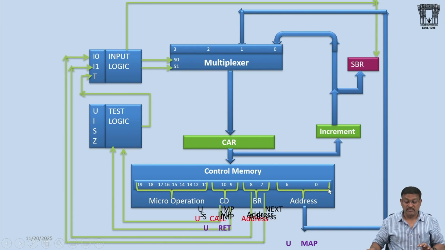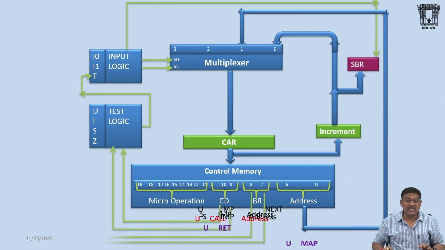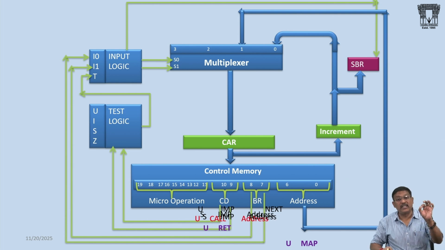Now you decode it. The condition bits are 0, 0, transferred to the test logic. Branch bits are 1, 0, transferred to the input logic. What do we have to do? Verify the test logic. Yes, the condition is true. Yes, T is equal to 1. So what do we have to do? The next address is provided by the subroutine register, because you have saved the return address into the subroutine register. So return from the subprogram.